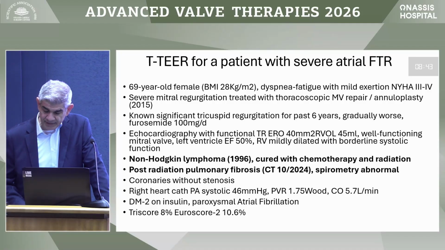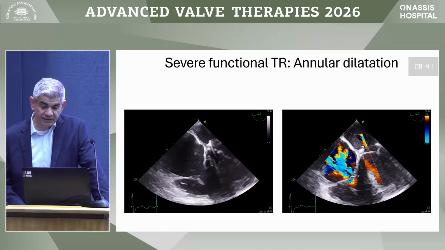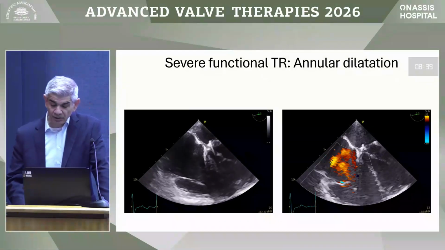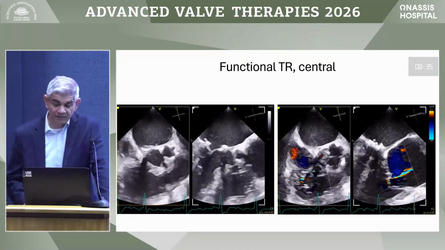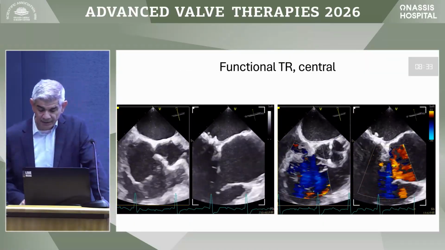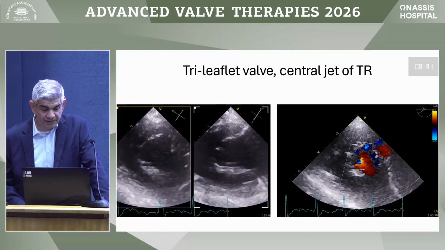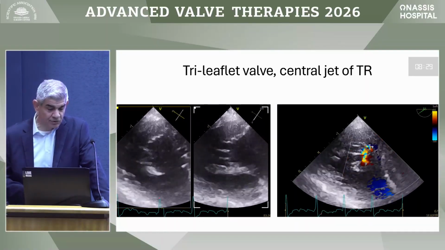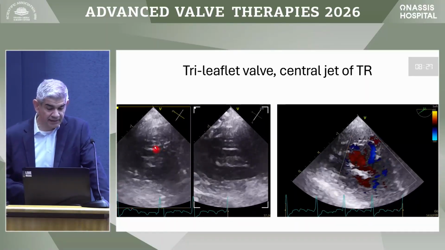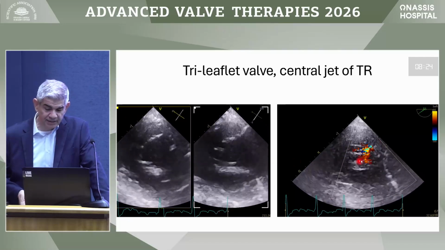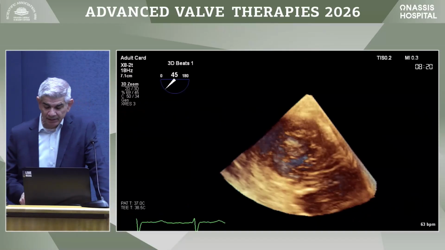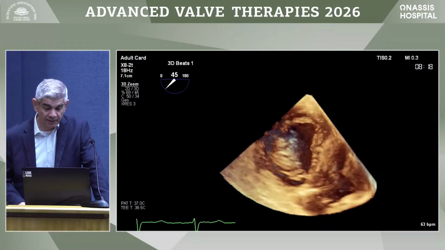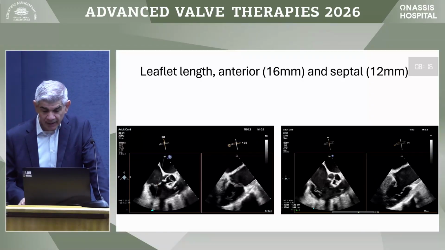So let's look at a case example of a patient with severe atrial functional TR, referred for TEER intervention. She's very symptomatic. When we scan the valve, the jet is from the central area of the valve. Transgastric seems to show a tri-leaflet anatomy with a jet that's in the center of the valve and maybe slightly septal-posterior. 3D imaging also confirms the three-scallop anatomy of the valve.